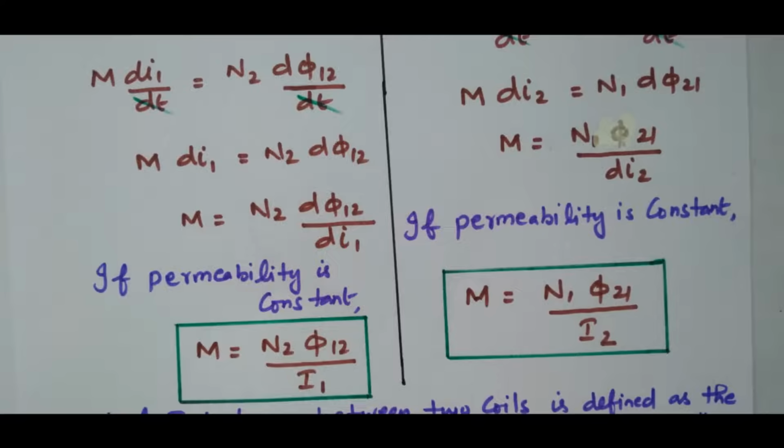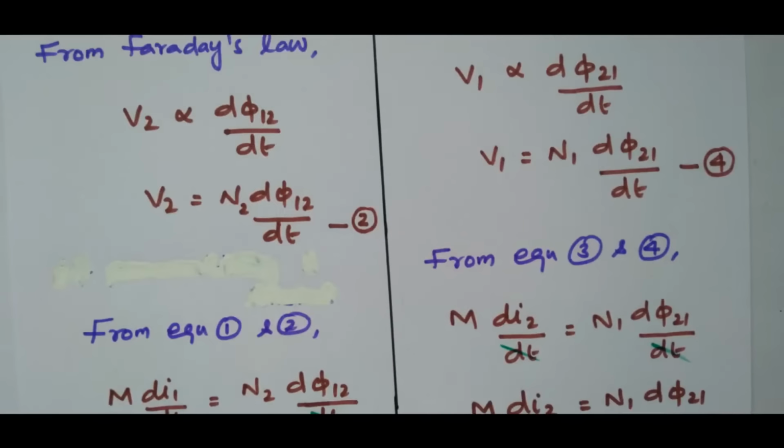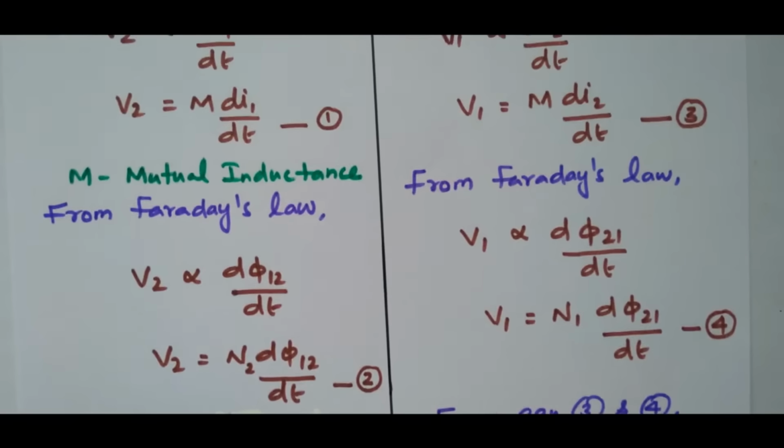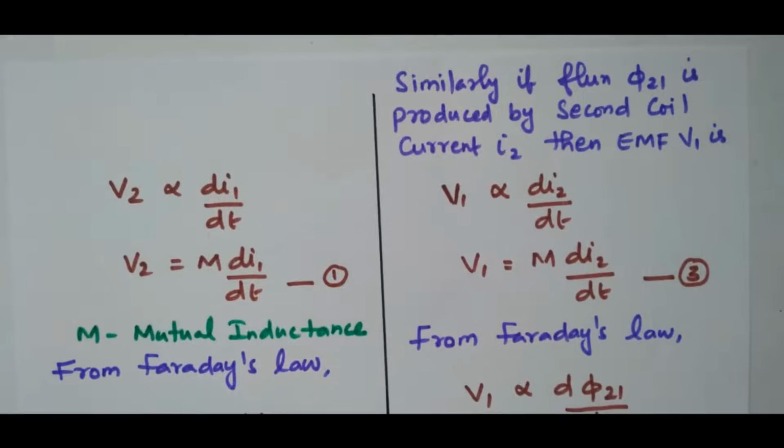Suppose we go in reverse order. Suppose coil 2 is energized by the AC voltage and EMF is induced in the first coil. Then what will happen? We'll see that. We'll follow the same derivation. Similarly, flux phi 21 is produced by the second coil, with current I2 and EMF V1. Coil 2 is energized, and current I2 is flowing through coil 2.